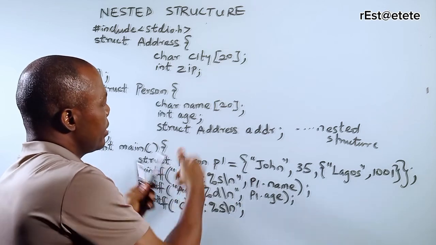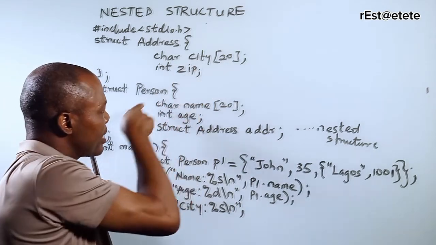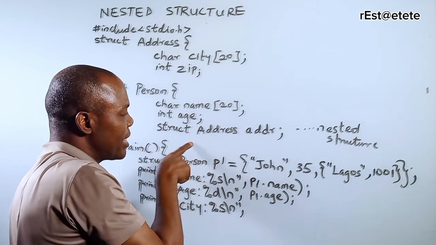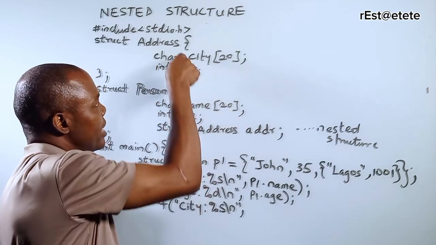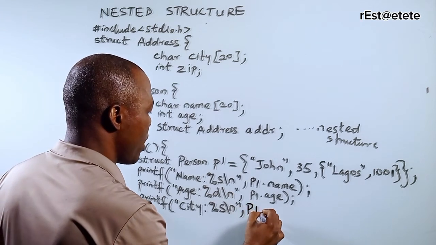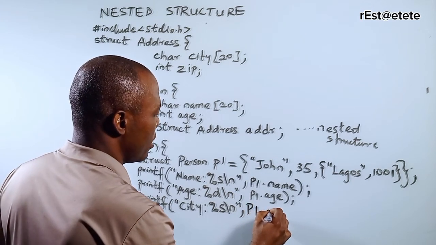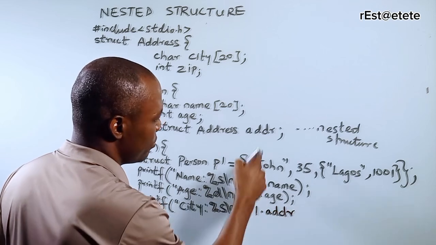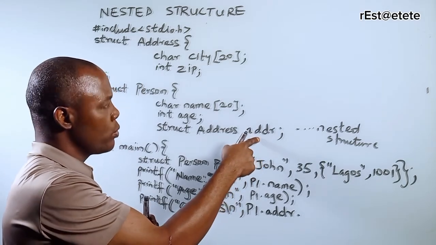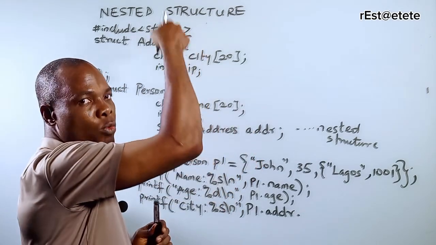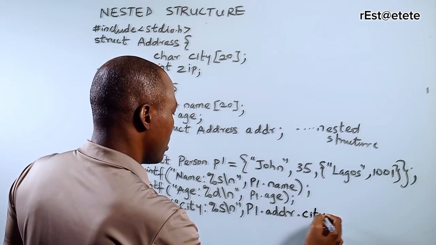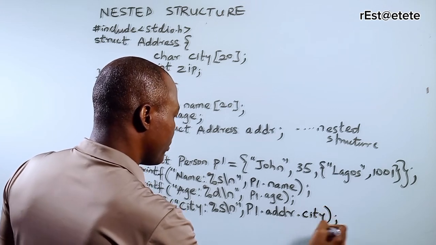Now, this city, I have to access this template, this blueprint first. Then I will access this address structure. Then I will access the city that is inside it. So that will be P1 dot ADDR, which is this address, dot, so meaning I get to this address, to this variable, which is what? This one, before I can now access what is inside, dot city. That's what will give you that value.